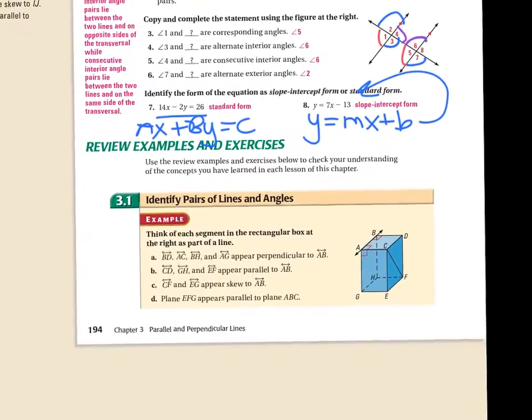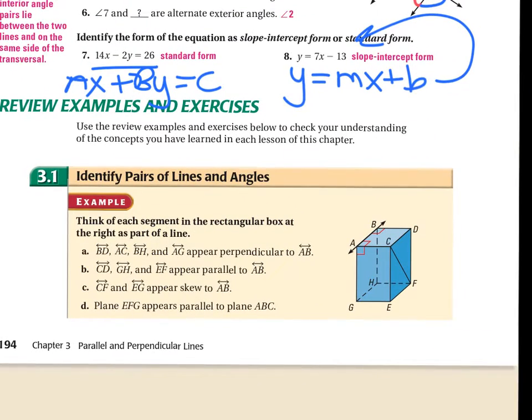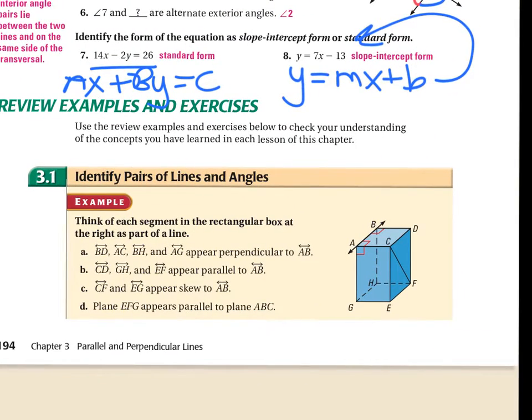Number 3 says think of each segment in the rectangular box at the right as part of a line. So you want to be able to identify perpendicular lines, parallel lines, skew. For example, perpendicular to AB would be AG, BH, AC, BD, GE, and, oh, sorry, not those. Not that last one. Perpendicular to AB.